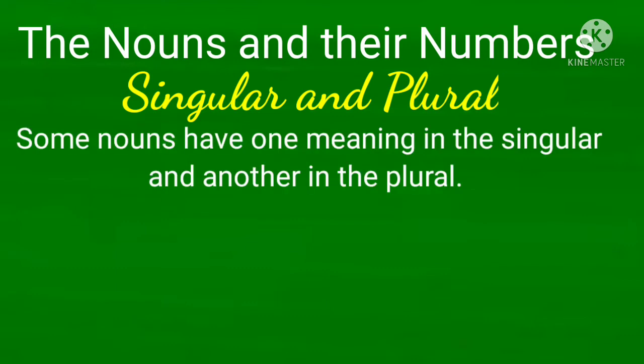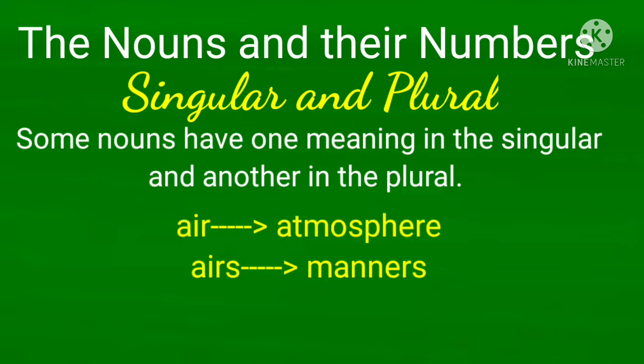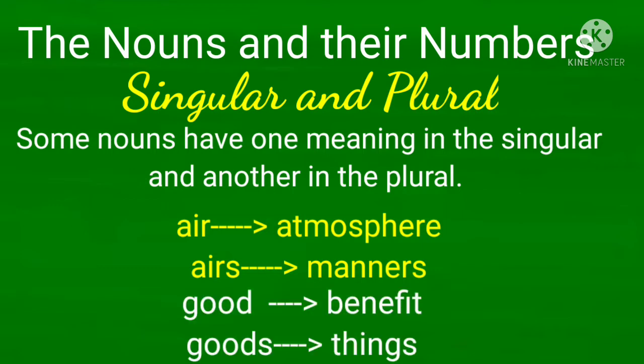Now, some nouns have one meaning in the singular and another in the plural. For example, air. The singular form means atmosphere. When you make it plural, airs, the meaning changes. You get manners. Good means benefit or well-being, but goods means things.